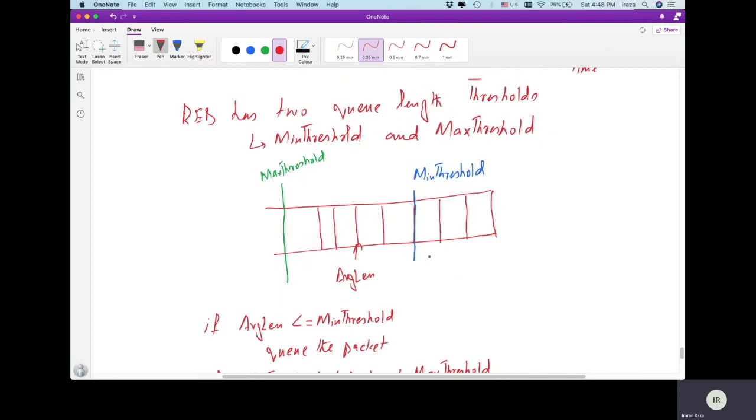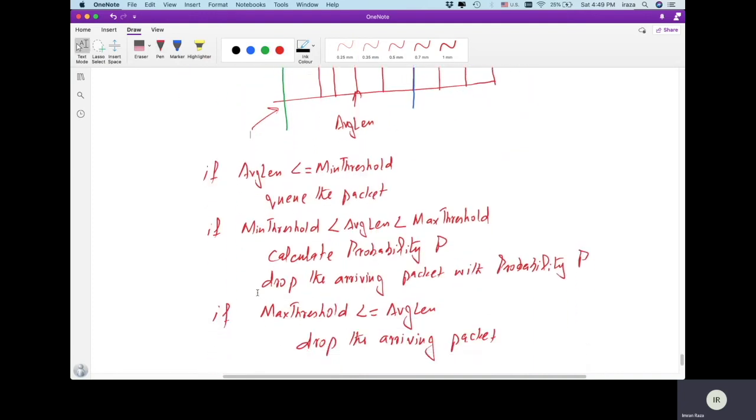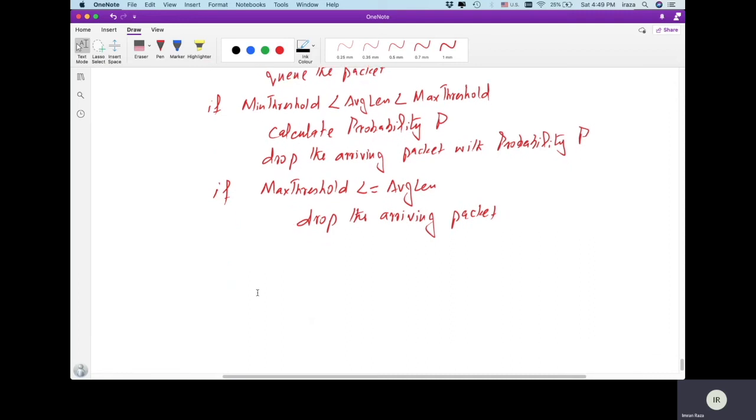And if it is between the minimum and the maximum threshold, we'll always calculate a probability with which we will be dropping the packets. And if this average length is greater than this maximum threshold, obviously every packet that is arriving at the router in this queue will be dropped, right? So the probability of dropping as a function of average length, but the situation is actually a little more complicated.